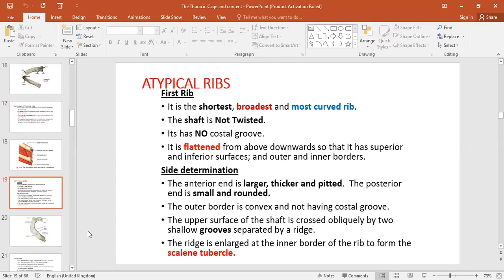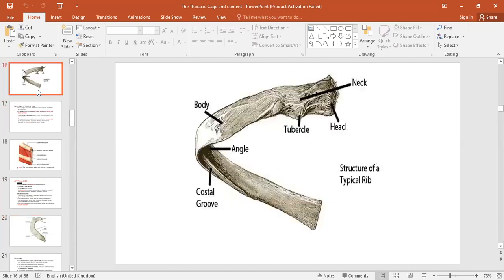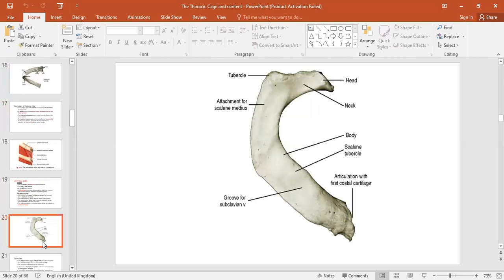in the body. Next, it is the broadest and most curved rib. The shaft is not twisted and it has no costal groove. So this is rib 1. Quite different from what we saw on typical ribs. Yes, it has a head, it has a neck, a tubercle there, but look at the shape itself, totally different. A typical rib is thin, like that, but this one is flattened and very broad.